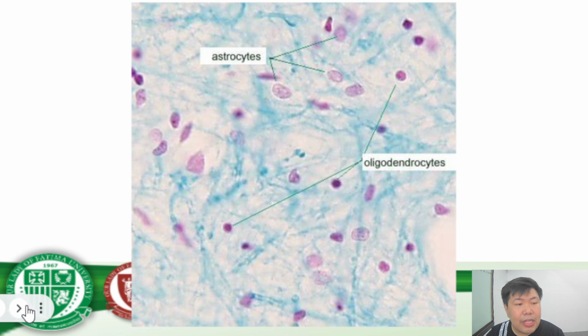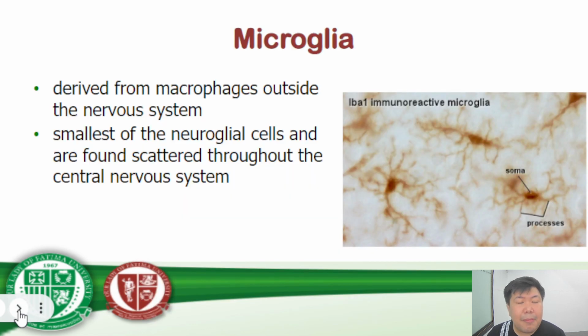So this is how they would look like under the slide, yung mga malalaking cell, that's your astrocytes, and then oligodendrocytes, sabi natin, no, very small cell with very few projections as well. Next, we have your microglia. Ang microglia is actually an immune cell. So, they are from macrophages which originated outside the nervous system, no?